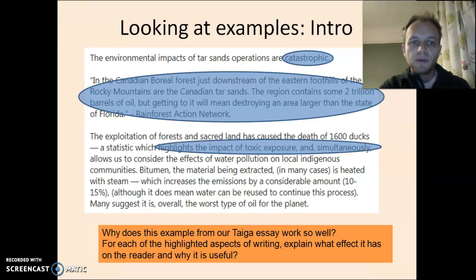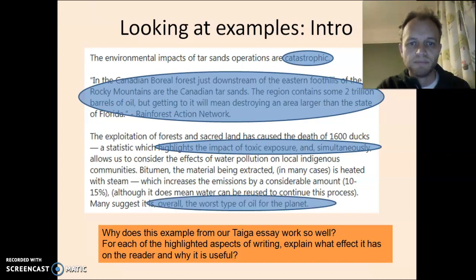Then they go on to talk about why their statistics are so important. So the exploitation of forests and sacred lands have caused the death of 1,600 ducks. Okay, so they're using statistics, but then they go further than that. They then say, why is that important? What's special about that statistic? So they say a statistic which highlights the impact of toxic exposure, and so on. Okay, really strong part of the essay.